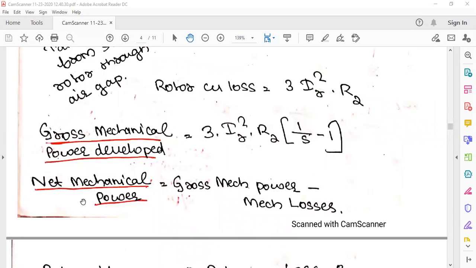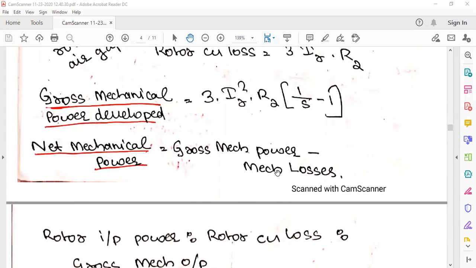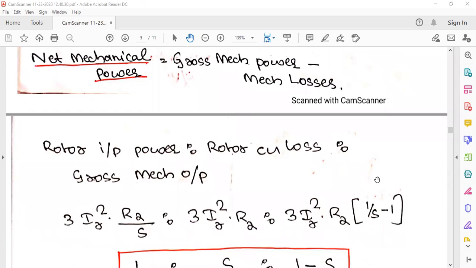So the net mechanical power is equal to the gross mechanical power minus the mechanical power that is lost. So this is the gross mechanical power minus the mechanical power loss. Now we will find a very interesting relationship.